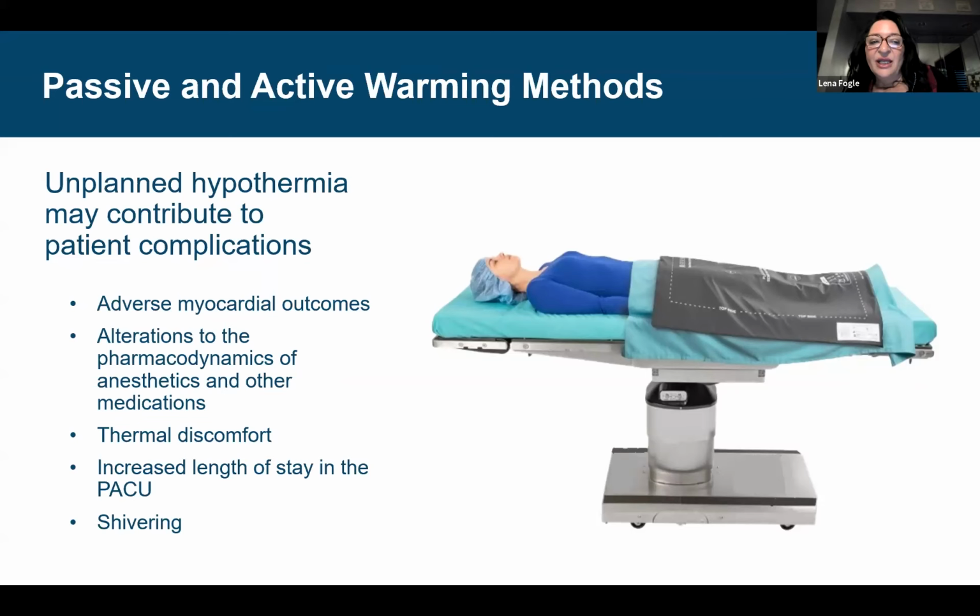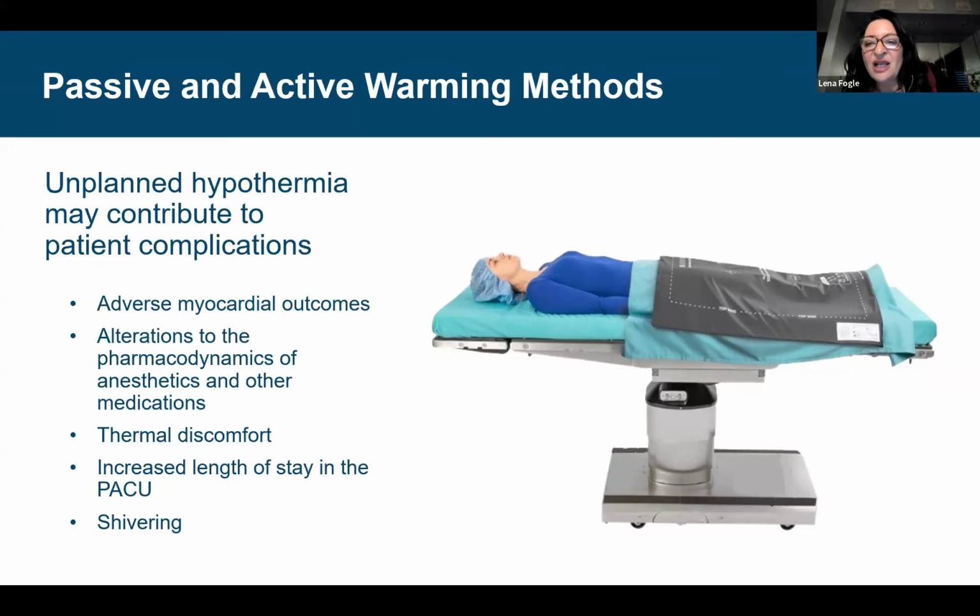Hypothermia. Okay, so unplanned hypothermia may contribute to a lot of patient complications, thermal discomfort obviously, but adverse myocardial outcomes have been demonstrated with hypothermic patients, alterations to the pharmacodynamics of anesthesia and other medications, as well as delayed wound healing, blood sugar issues in the post-op area, increased pain, etc. So what I always say about hypothermia in the operating room, and this is proven, it's much easier to keep a warm patient warm than warm up a cold patient.